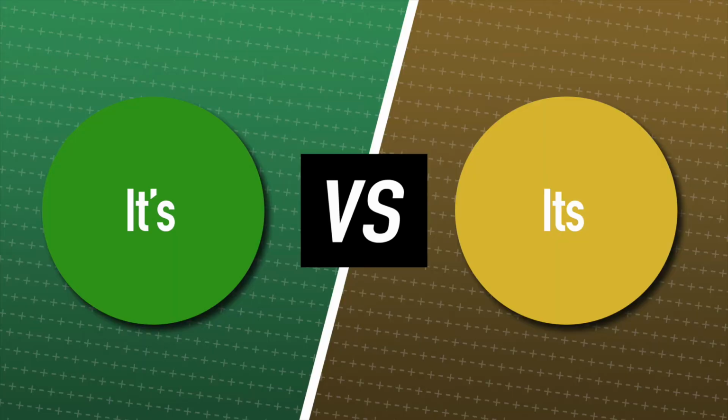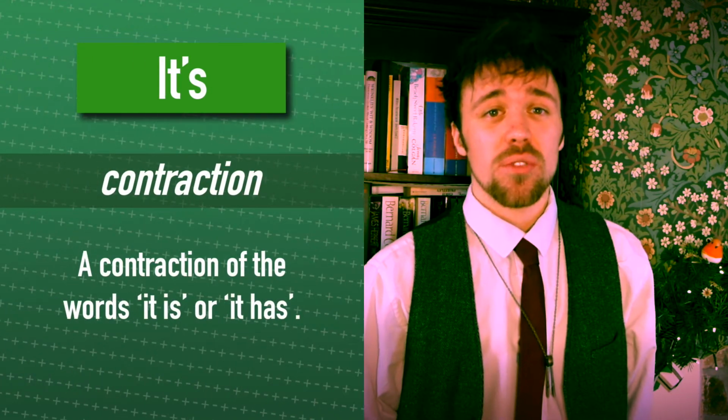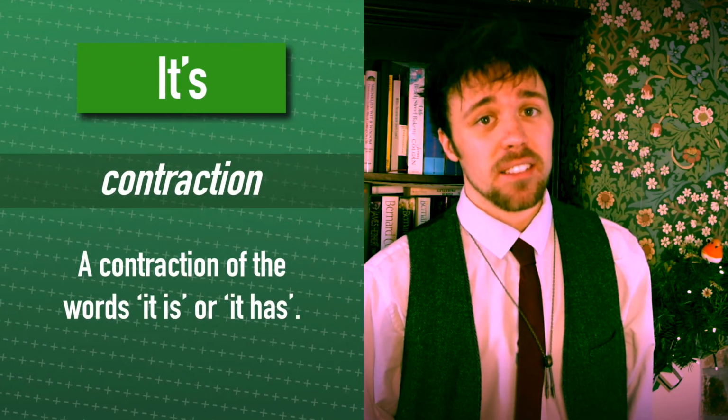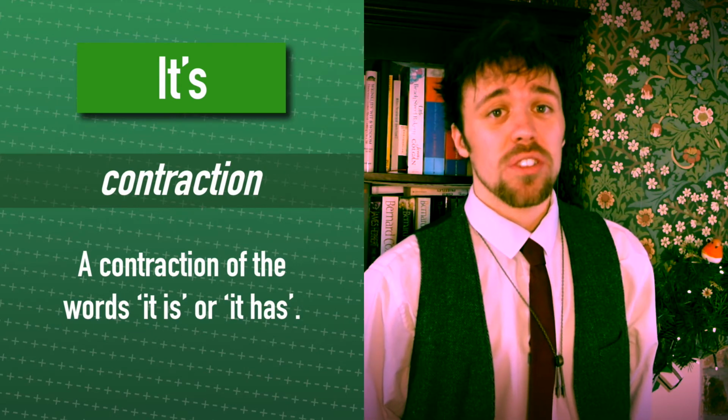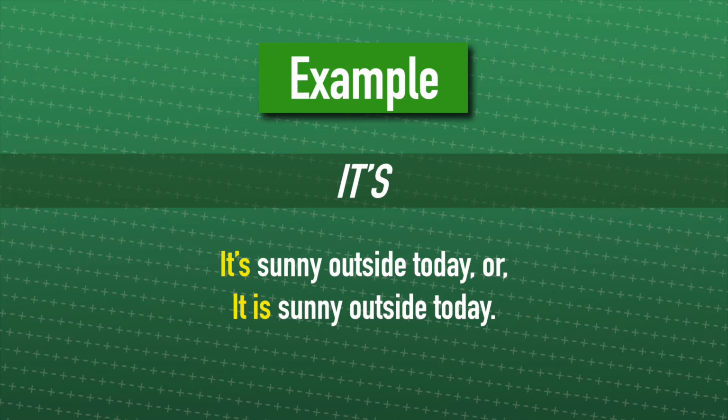In today's workshop we will discuss the difference between the two words it's and its. Now, although these two words sound very similar, when written they are in fact very different. Our first word, it's, is a combination of the two words it and is, and when written includes an apostrophe. For example, in usage you can say, it's sunny outside today, or it is sunny outside today.